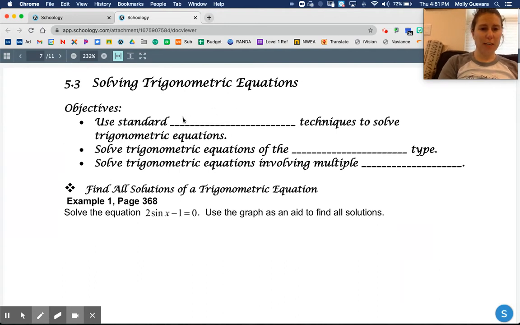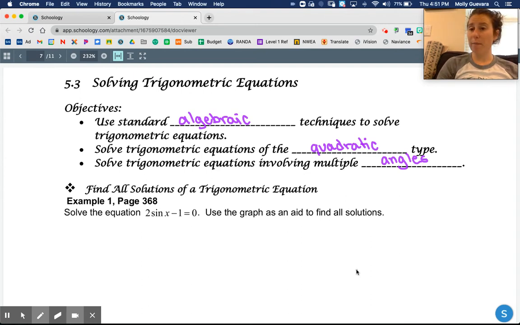So our first standard is we're going to use standard algebraic techniques to solve trig equations. And then we're going to solve trig equations of the quadratic type. Hope you feel good on your factoring skills. And then we're going to solve trig equations involving multiple angles. So lots of fun stuff going on today, but really a lot of it is just trying to work our way backwards, just like what we did on the warm-up.